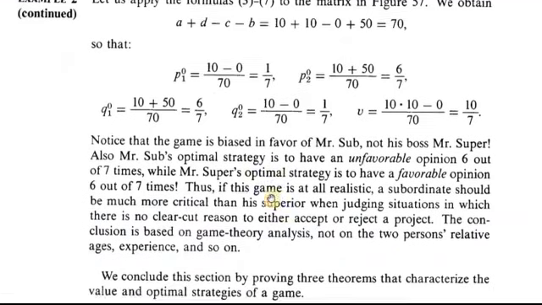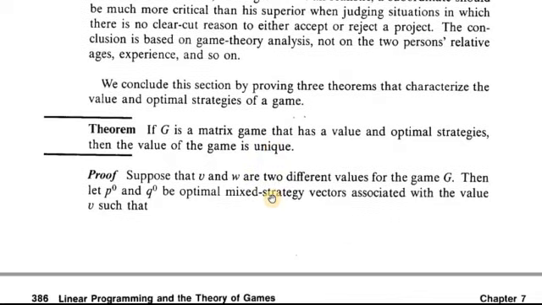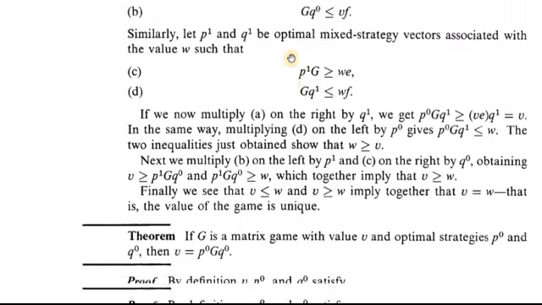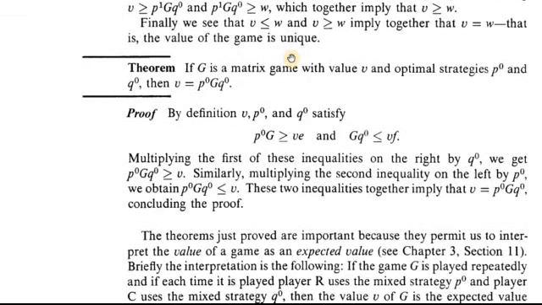All right. So here there are some theorems about mixed strategies that I'm not going to show the proof of, because my focus is on linear programming, but at least you should be aware of them. First theorem says that if G is a matrix game that has a value and optimal strategies, then the value of the game is unique. There's only one value. Can't have two values. This is similar to the fact that a game cannot have two saddle points. Okay? There's only one. A strictly determined game can only have one saddle point. And a game with mixed strategy and a value can only have one value.